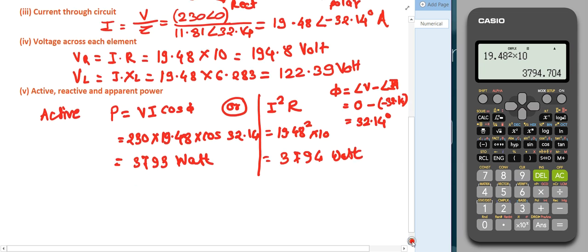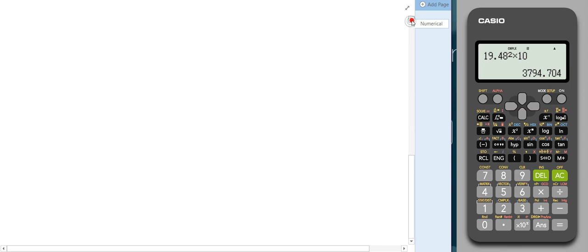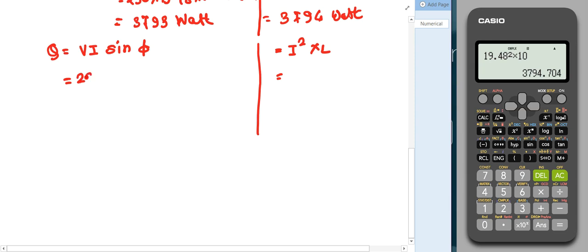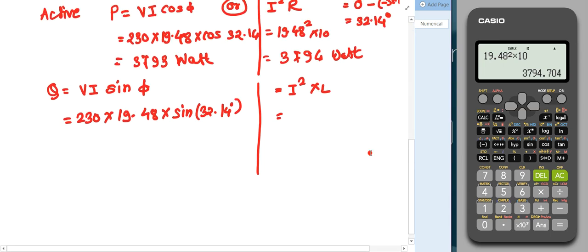Now let us calculate the reactive power. To calculate the reactive power, we need Q. Q is given by VI sine phi. Instead of cos phi, here you use sine phi. Another formula for this is I square into XL. Using VI sine phi, it is 230 into 19.48 into sine of 32.14, the phi angle we have calculated.